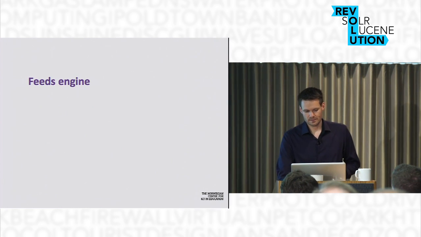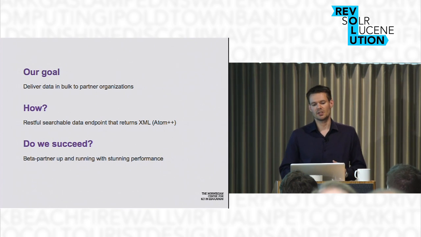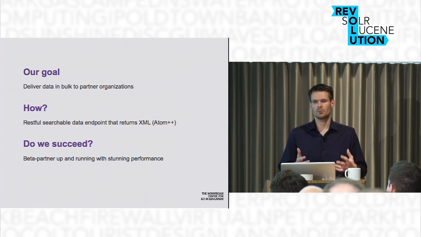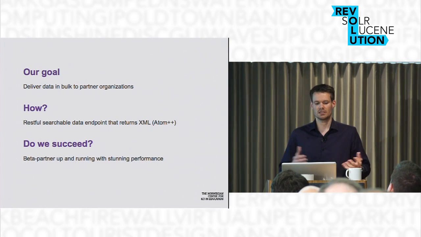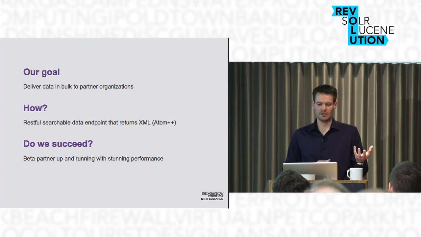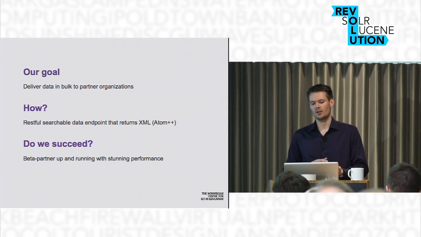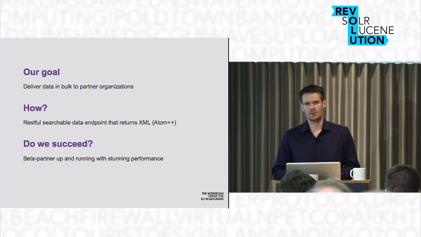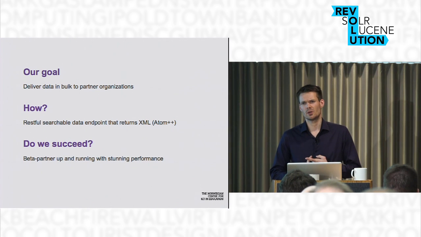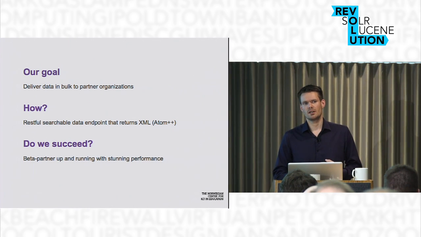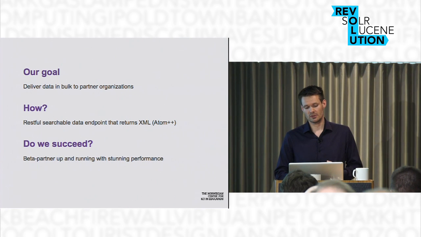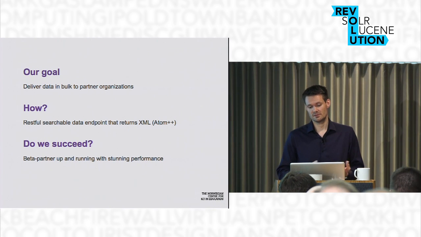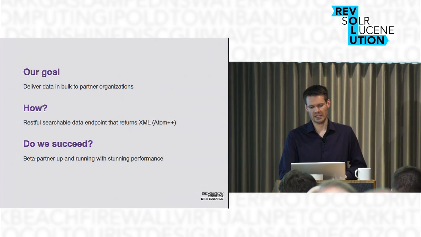So the feeds engine, what it does is delivering data in bulk to partner organizations. We don't care much about getting sorted results. It's for bulk data delivery, data exchange. So we have a RESTful searchable data endpoint that returns XML, Atom. We have one beta partner, which is up and running, and the performance is great. We have response times from Solr like sub-second for hundreds of documents in bulk, as opposed to crashing the server before. So Solr really works well for data exchange as well.